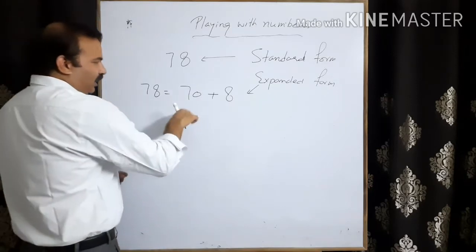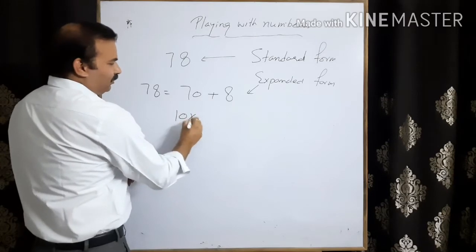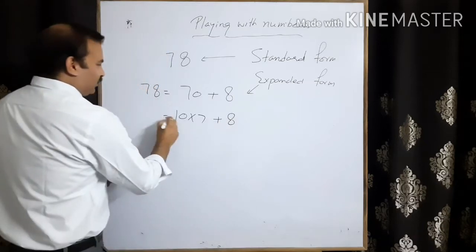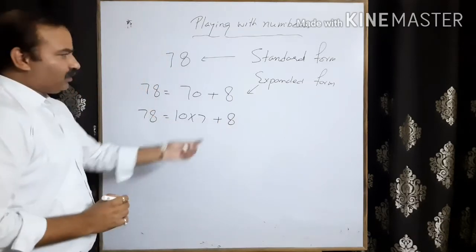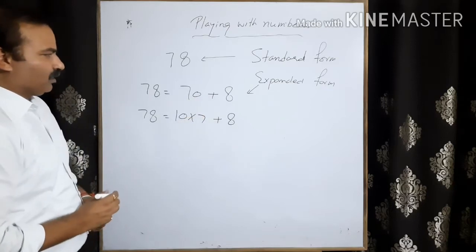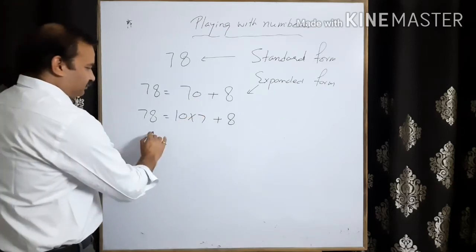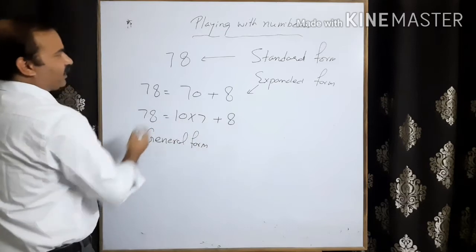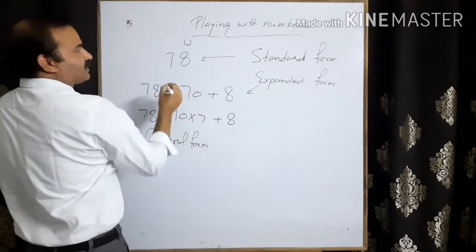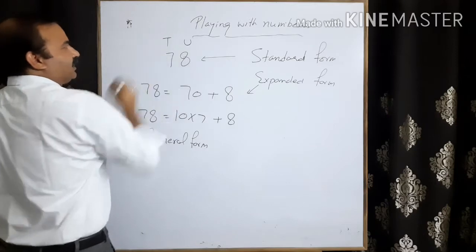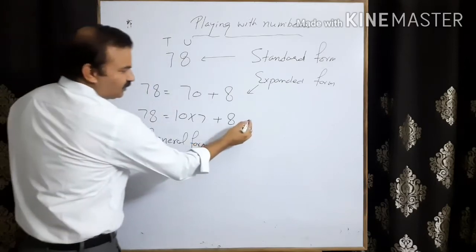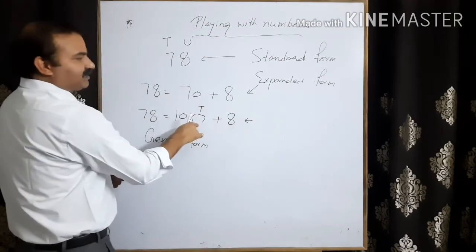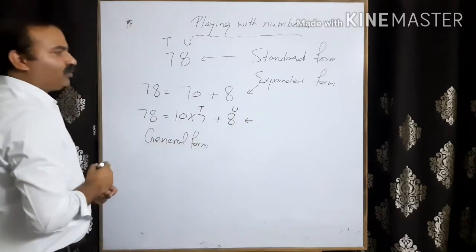If I write this as 10 multiplied by 7, so I can write 70 as 10 multiplied by 7 plus 8. So this is again a little bit more expanded form. Fine. If I talk about general form, if you can see from here, this 8 is at the unit place, or we can say ones place, and 7 is at the tens place. Fine. If we see this expanded form, that is 10 multiplied by 7 plus 8, this is T, the tens digit, and this is U, the unit digit.